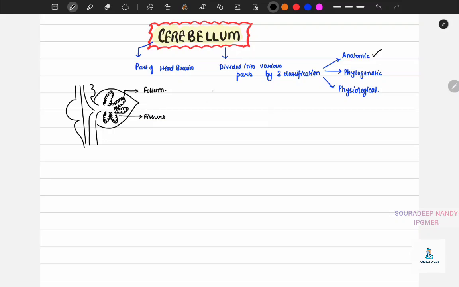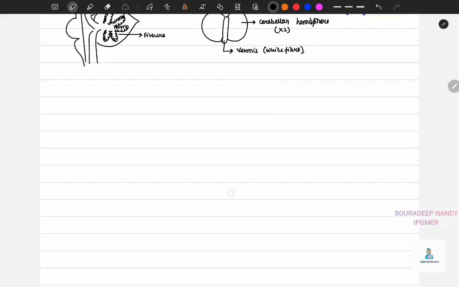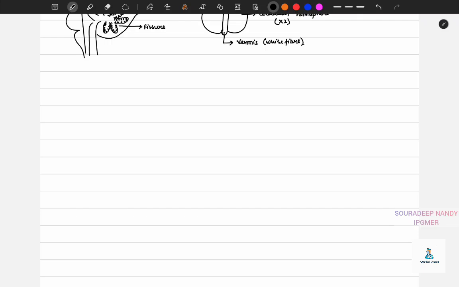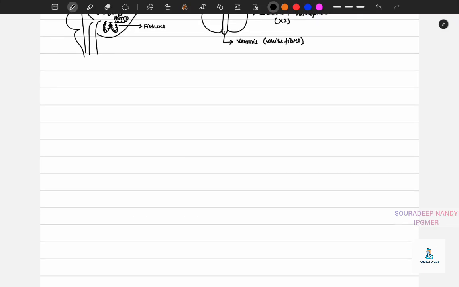Now, if we see the cross structure of the cerebellum, it has a long band of white fiber known as the vermis, and this vermis connects the two cerebellar hemispheres. These are the cerebellar hemispheres, and both are connected by a tuft of white nerve fiber, the vermis. So vermis is basically white fiber. Now let us see the parts of the cerebellar hemisphere and vermis.